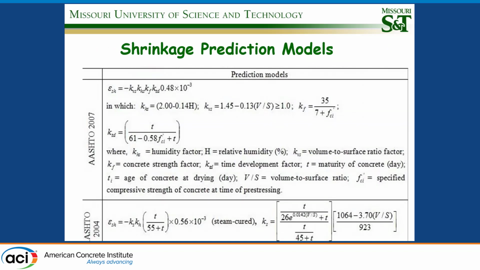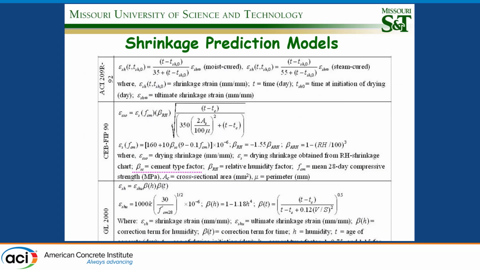So yesterday I was in the Shrinkage and Creep Committee, and that's a committee where we have experts who worked very hard to try to develop models. So some of these models come from committees like ACI, AASHTO, CEB, and others. But these are some of the models, and I'm not going to go through the details. I'll just point out a few things. So you see all the coefficients, humidity factor, relative humidity, volume to surface area, time-dependent factor, maturity, compressive strength that is specified. These are the AASHTO models.